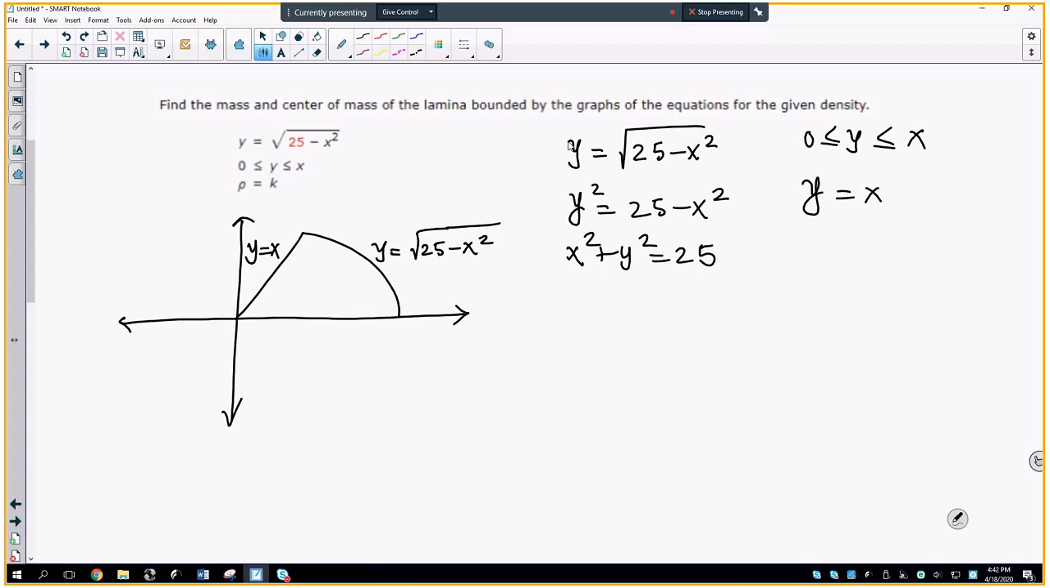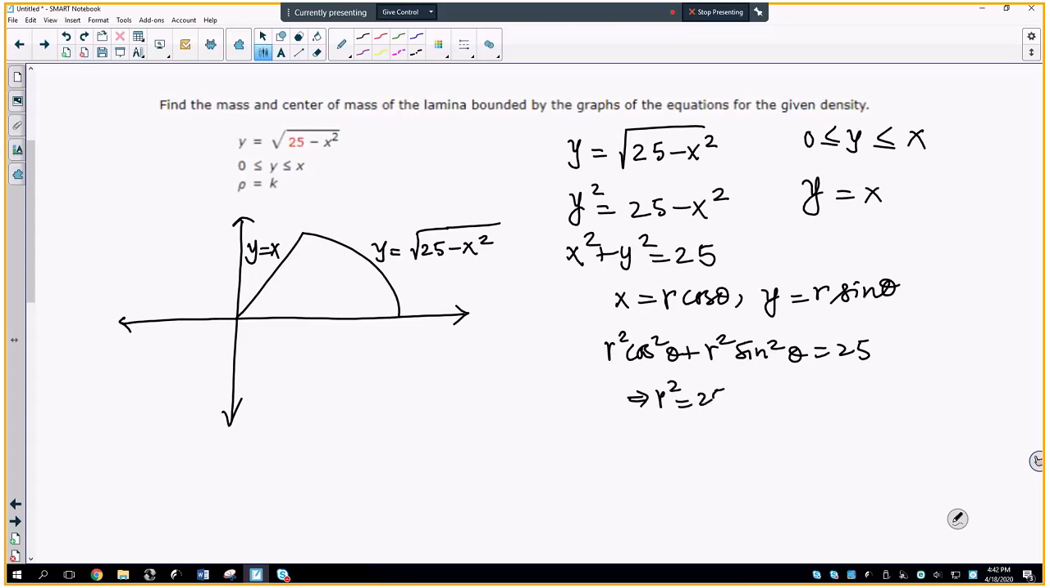Why? Well, think about your polar substitution: x equal to r cosine theta and y equal to r sine theta. So x squared plus y squared becomes r squared cosine squared theta plus r squared sine squared theta, and that is equal to 25, which means r squared is equal to 25. So r is equal to 5, because radius cannot be negative, so I will just take the positive value. That's a much easier limit to deal with. r is equal to 5.